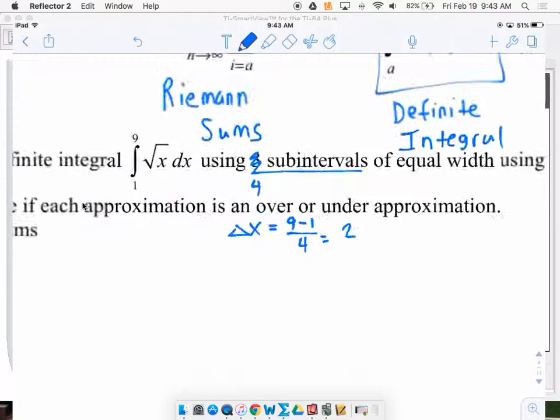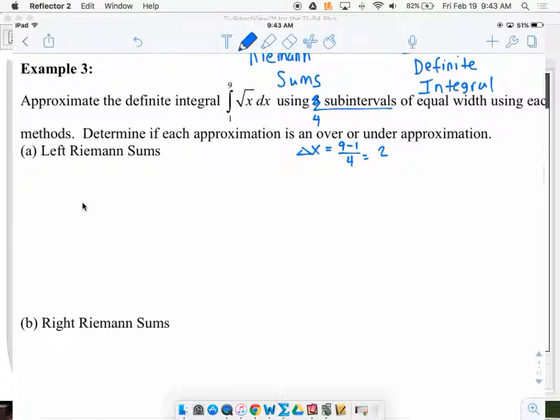All right, so see if you can figure it out. I would maybe draw the graph if you have a hard time visualizing it, but you don't have to. You can just do the math out.